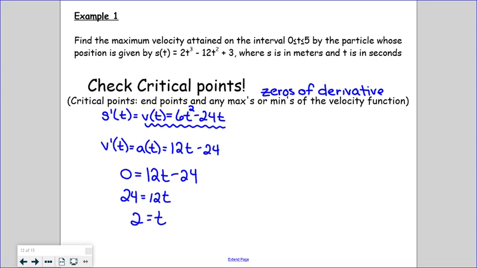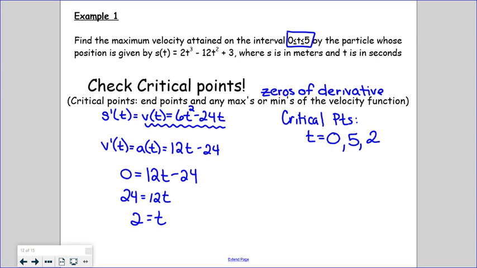Okay, so putting all of those possibilities into a list here, our critical points will include anything that is the end of an interval. Well, the interval they give us is from 0 to 5. So 0 would be on that list, 5 would be on that list, and anything that is a 0 of the derivative. Well, we have one of those, and it is 2.